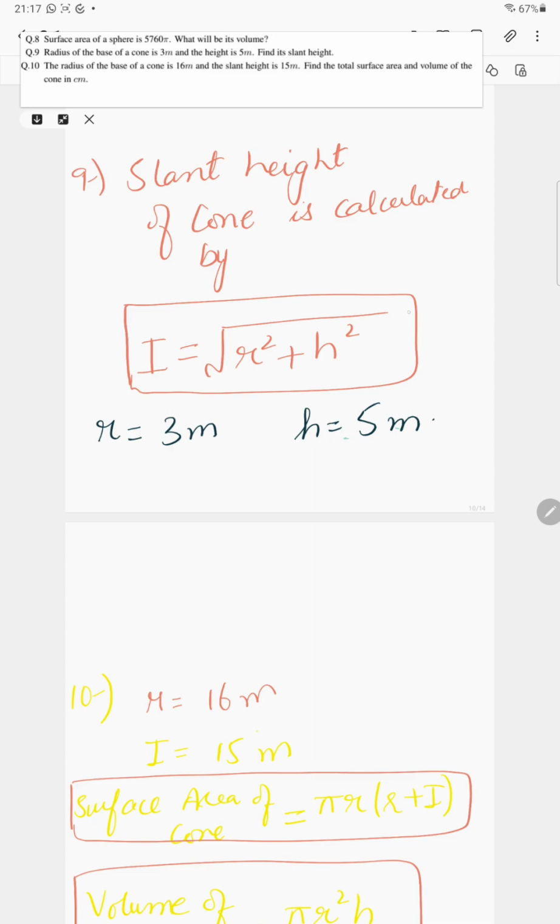So the formula to find the slant height of the cone is l is equal to square root of r square plus h square. So first of all we are going to use l, which is equal to square root of 3 square plus 5 square, 9 plus 25, which is equal to square root of 34. So they were asking us to find the slant height, and that is equal to square root of 34.